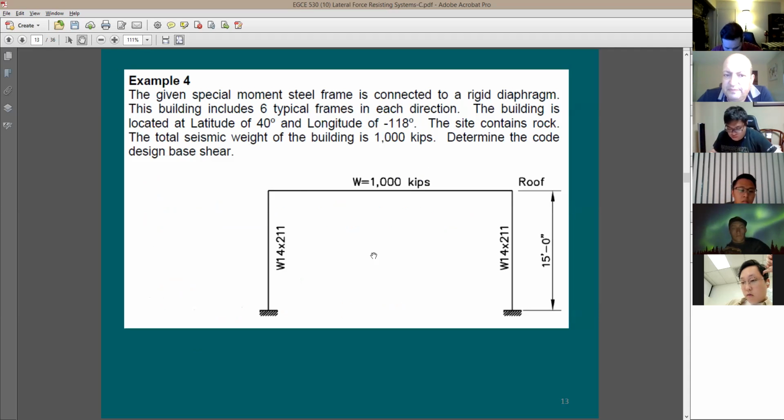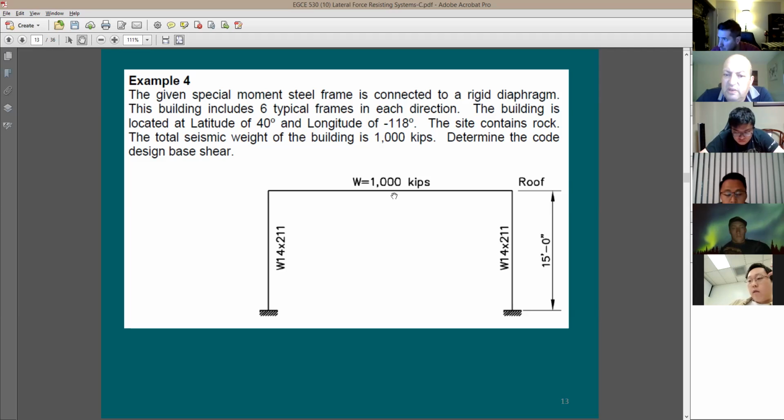Another moment frame here. I have the location 40 and negative 118. It's supporting 1,000 kips, and they have 6 moment frames. It says here that you have 6 typical moment frames in each direction of the building. And it asks you to solve for the code design forces. You have the column size, and this column is fixed because it's going to be fixed at the bottom, and we assume it's going to be fixed to the diaphragm. It has to be fixed for a moment frame.